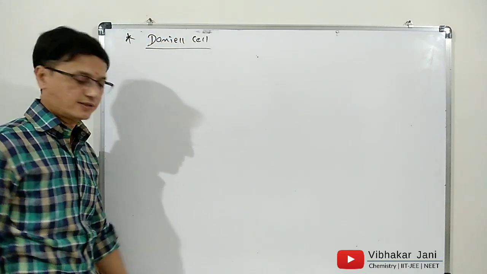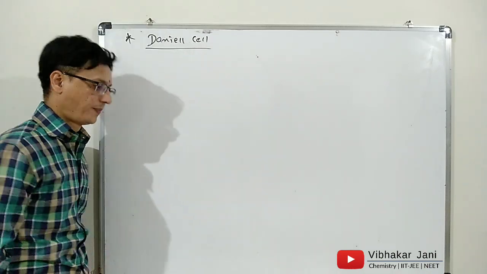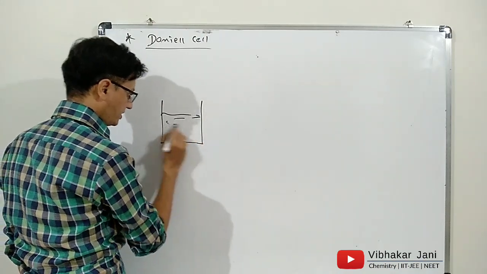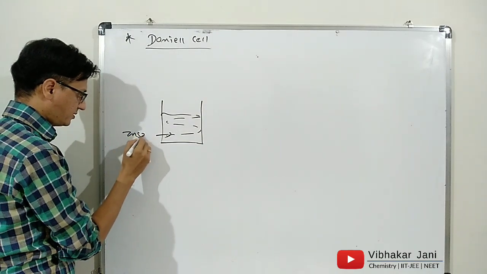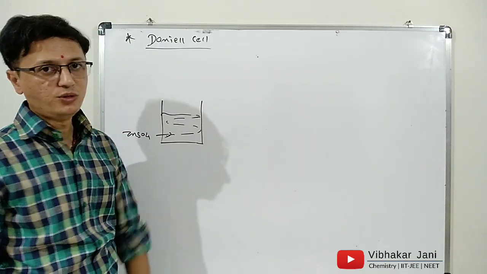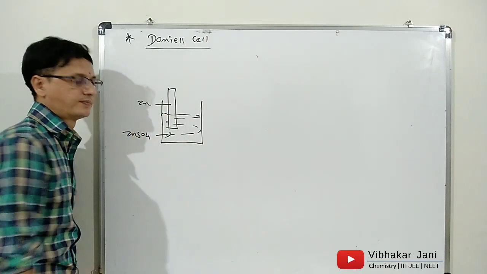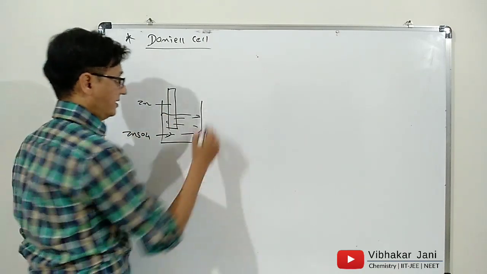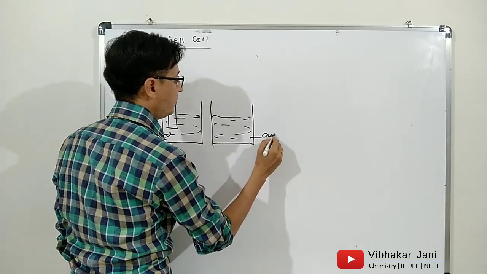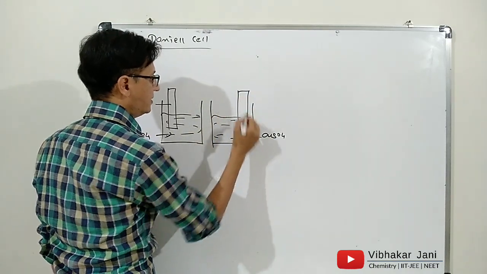Daniell is the name of a scientist who introduced this kind of cell, therefore it is known as the Daniell cell. In the Daniell cell, there is a container which contains a solution of zinc sulfate, ZnSO4, and this solution has a zinc rod dipped into it, and there is another container which contains a solution of copper sulfate, and a copper rod is dipped into it.